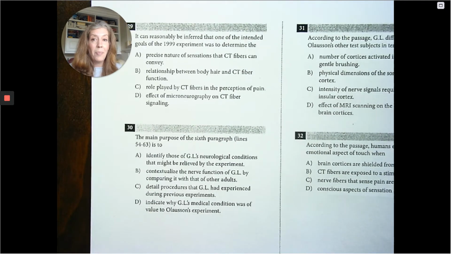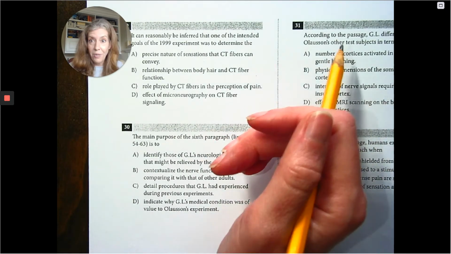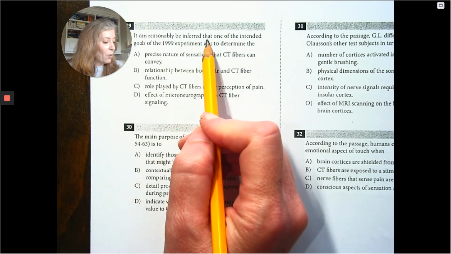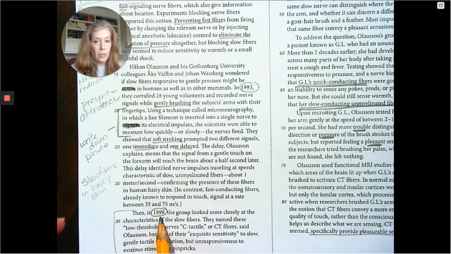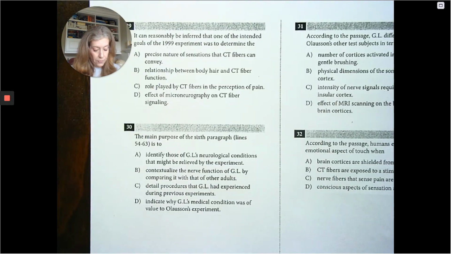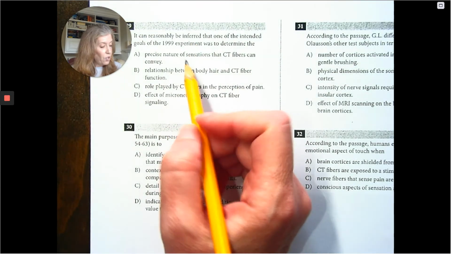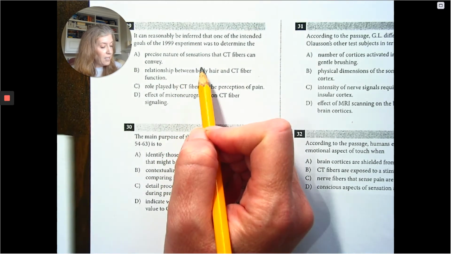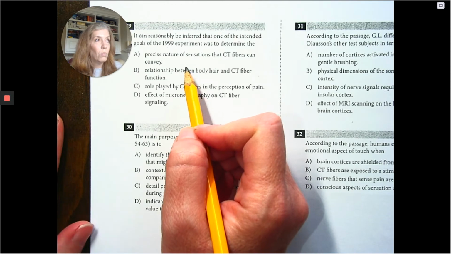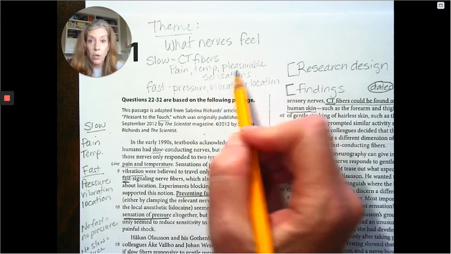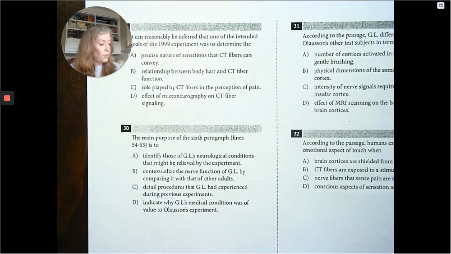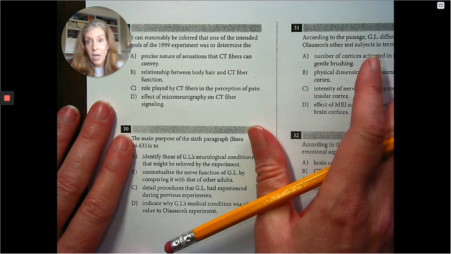Moving on to question 29. "Inferred" means that this is a theme question. It can reasonably be inferred that one of the intended goals of the 1999 experiment was to determine, and again, if we do need to look back, we circled it just for quick reference, the precise nature of sensations that CT fibers can convey. That was all about the theme. I mean, that's our theme right there. I feel like I just read our theme. What nerves feel, CT fibers, sensations. I love it. Let's just double check, but I love that one.